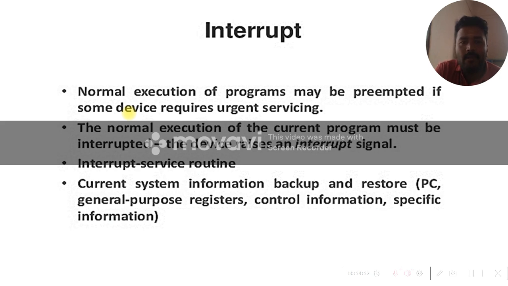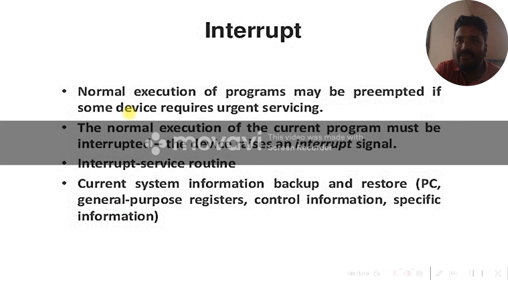For example, I am processing a particular data. Meanwhile, I am in need of printing 10 pages. So I will stop that particular process and move on to the next process, that is, taking the printout of 10 sheets. Meanwhile, while I am taking that printout, I make the current execution of instruction wait for a particular period of time until I complete the next task. So the normal execution of a current program must be interrupted. The device raises a signal, and that signal is called an interrupt.